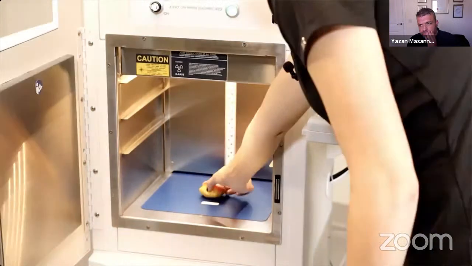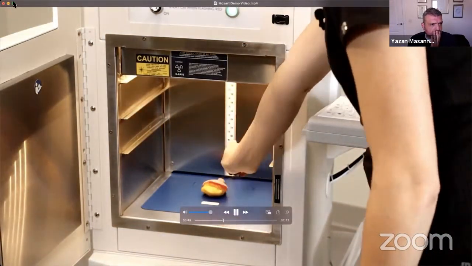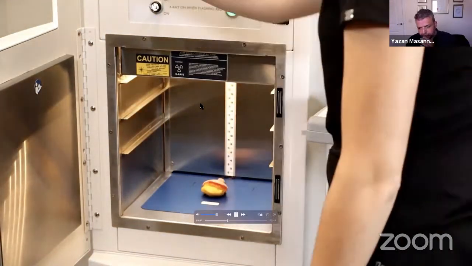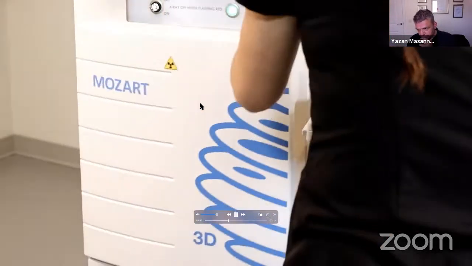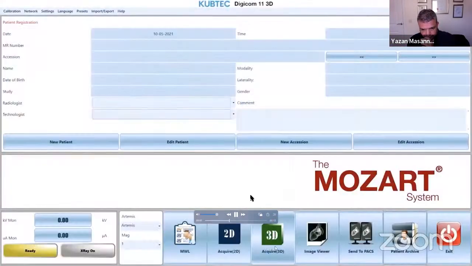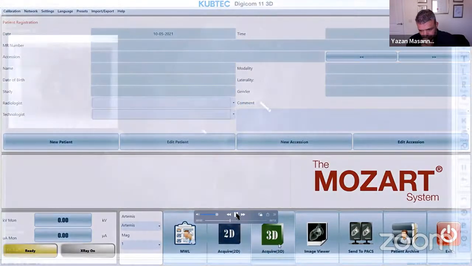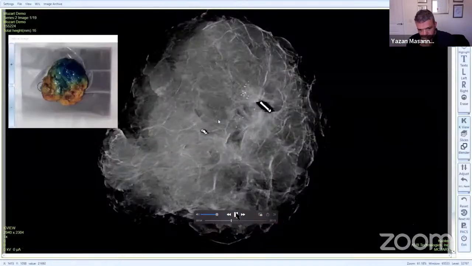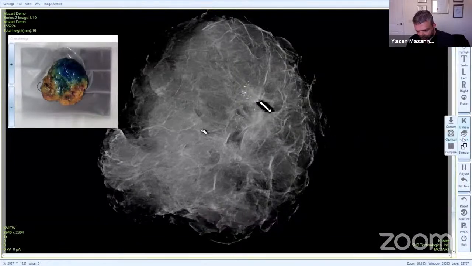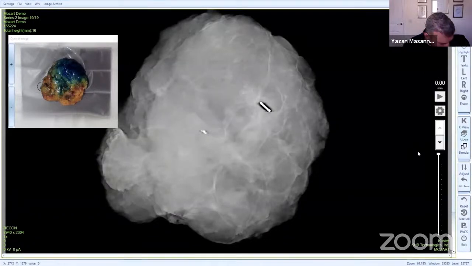Simply place the specimen in the cabinet. Position the highest point of the specimen under the laser. This will measure specimen height. Close the door and hit Acquire 3D. With the Mozart system, you can have the confidence to know the exact location of the lesion. Here's how. Here's the standard 3D image. We can see the height of the specimen here. So we know that there will be 16 1 millimeter slices in the specimen.